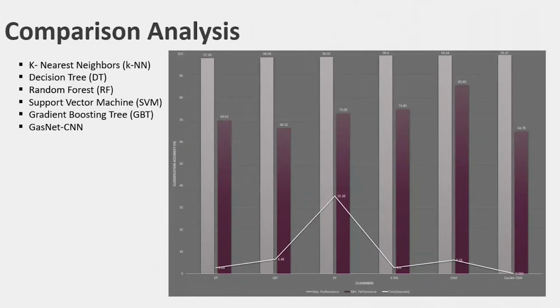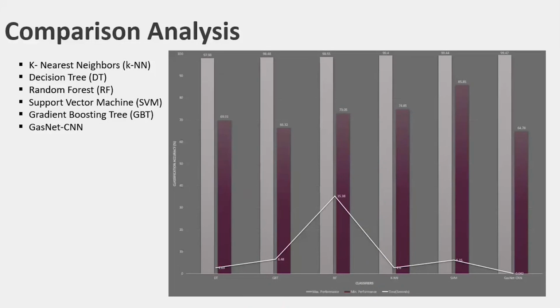So this is the comparison analysis. We can see that most of the results are very similar to each other, and in comparison, the GasNet CNN has the best accuracy and the minimum accuracy, which is at 64.78. But in this case, we consider the computation time.